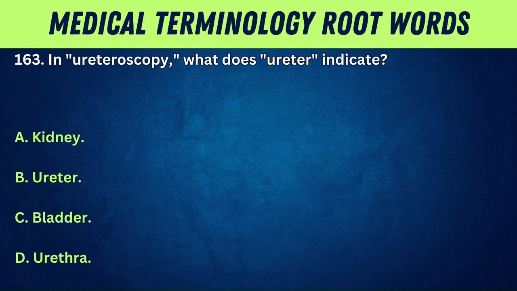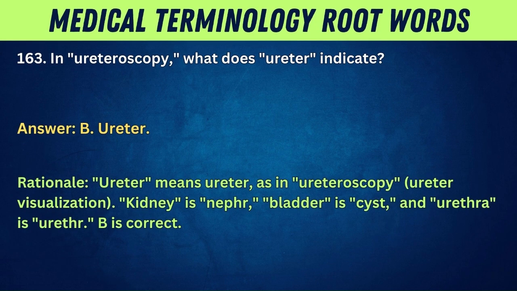163. In ureteroscopy, what does ureter indicate? A. Kidney. B. Ureter. C. Bladder. D. Urethra. Answer: B. Ureter. Rationale: ureter means ureter, as in ureteroscopy, ureter visualization. Kidney is nephr, bladder is cyst, and urethra is urethr.